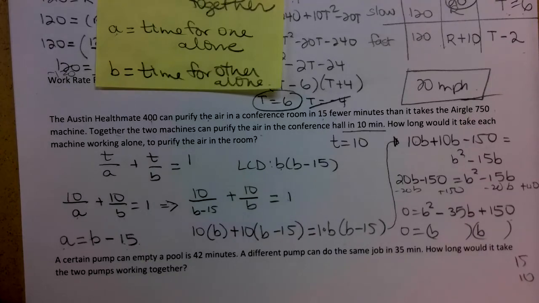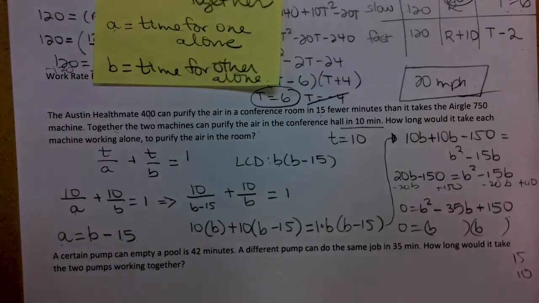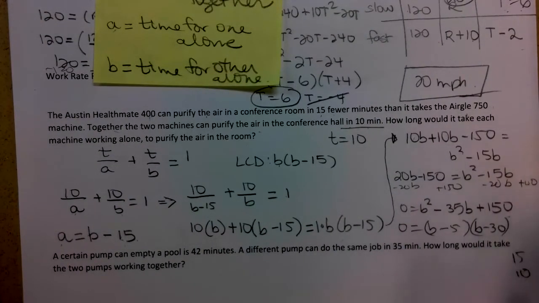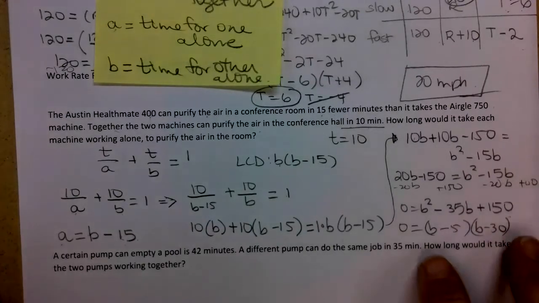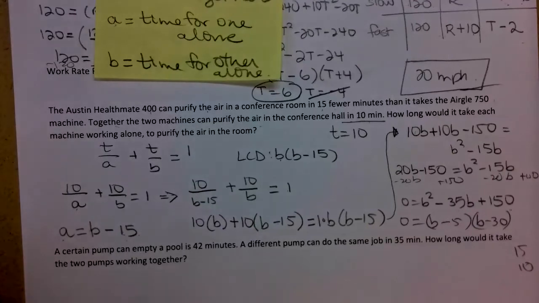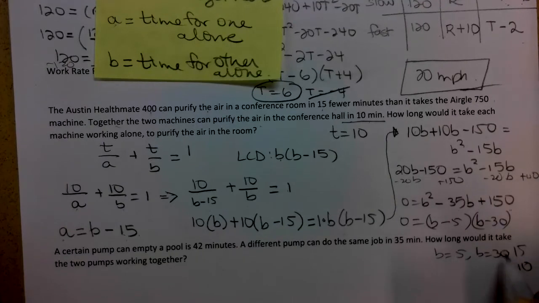Okay, I'm going to pause and find my answer. Sorry about that. Took me a second. How about 5 and 30? So minus 5 minus 30. Okay, so that'll get me my negative 35B and my plus 150. Okay, here we go. So B can either be 5 or B could be 30. All right, so that's the time alone.